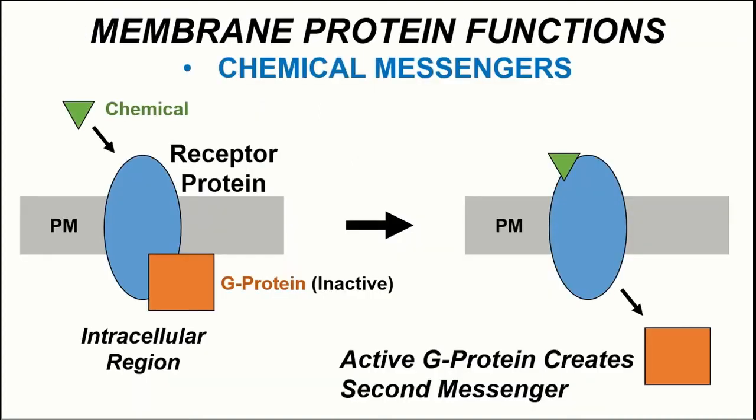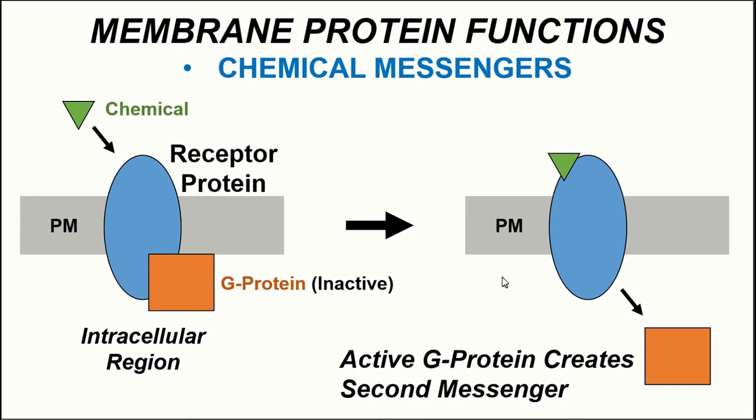So other membrane proteins function as receptors for chemical messengers. In this example, a chemical messenger, like a hormone, will often bind to a protein receptor on the surface of our cell, the plasma membrane, abbreviated PM. This receptor protein then activates a G protein, which is typically located on the inside of the cell. This G protein then goes on to activate a second messenger inside the cell. That second messenger then changes the behavior or the response of the cell as a result of that chemical messenger binding to the receptor protein.